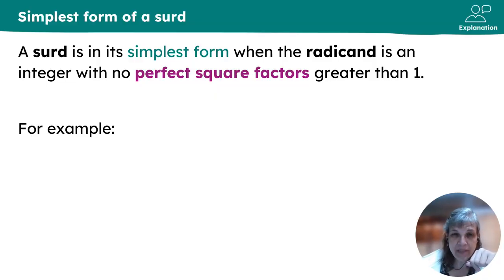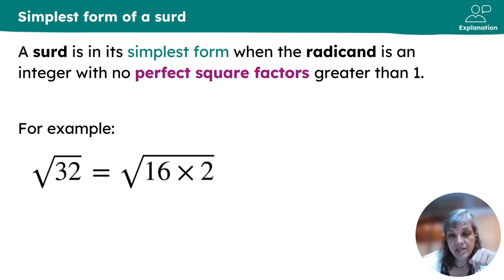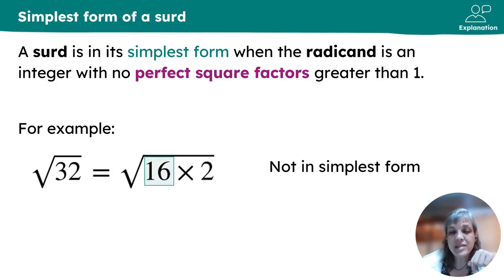So a surd in its simplest form is when that thing under the root sign, the radicand, is an integer and has no perfect square factors greater than 1. Now, for example, if you said the square root of 32, two factors of 32 are 16 times 2. So this, because it has a factor that is a perfect square, would be considered to be not in simplest form.